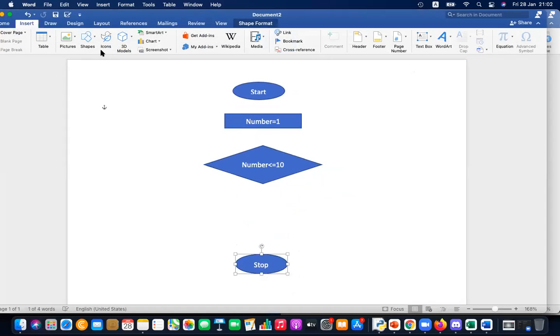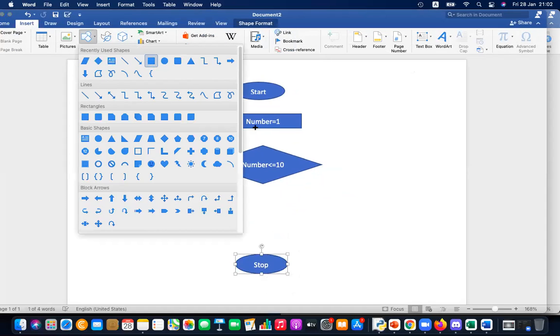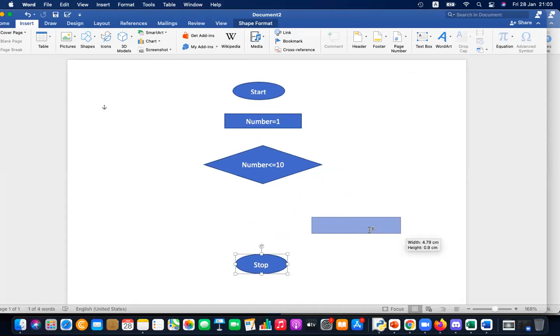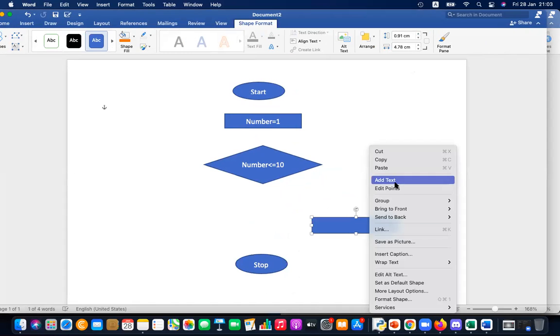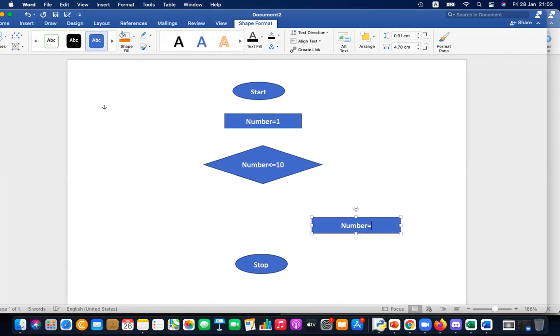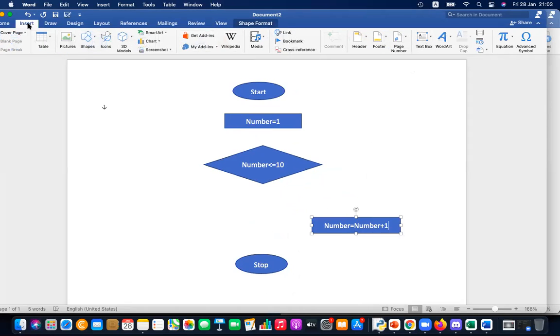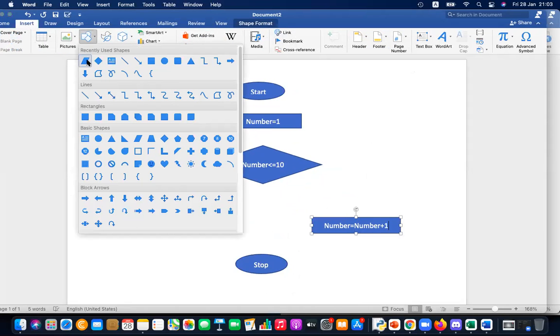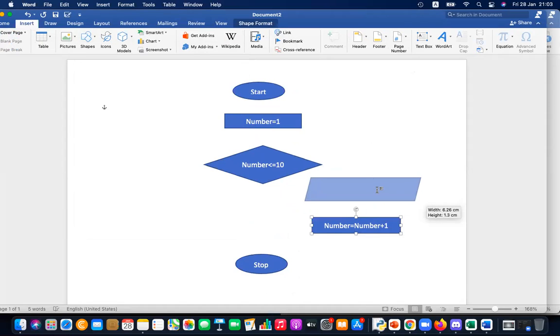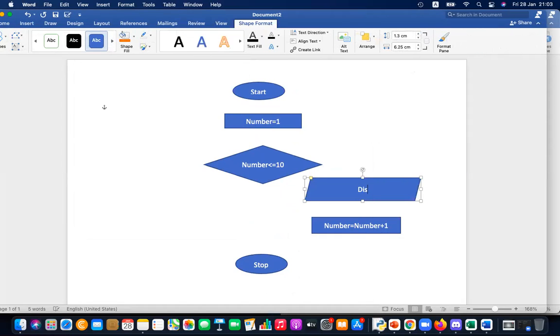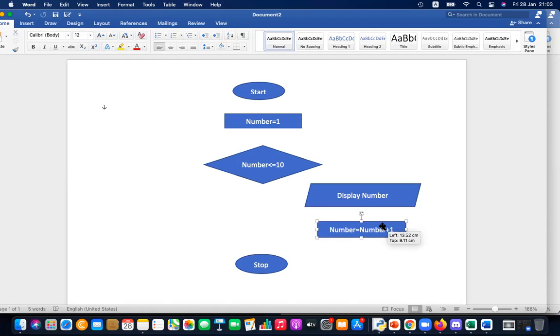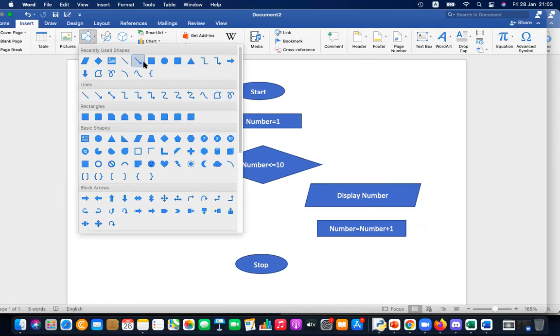You need to print the number and also go to the next number. The step is, you can say number equal number plus 1. This is how you step. And the output is you need to print or display the number. Then how do we link them? Means how the flow happens.